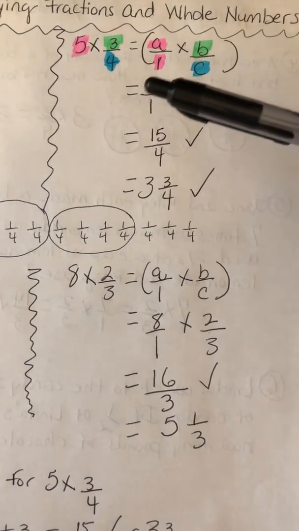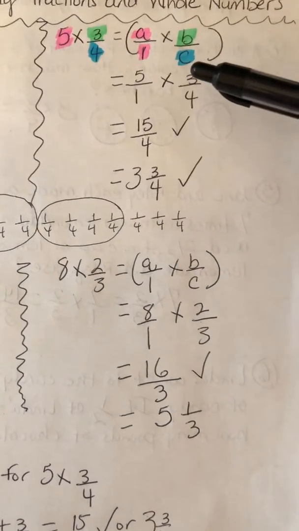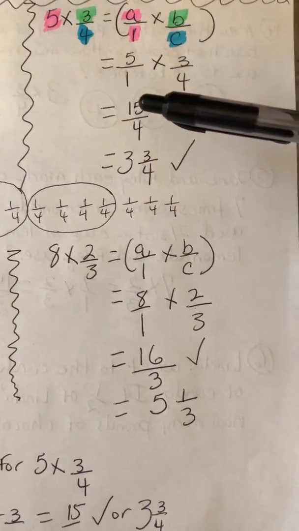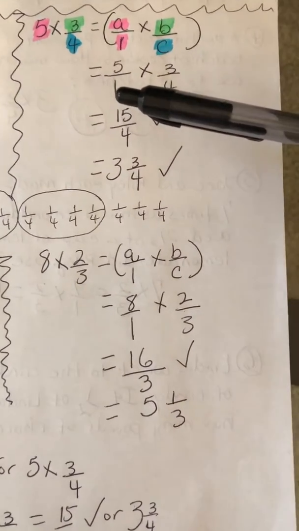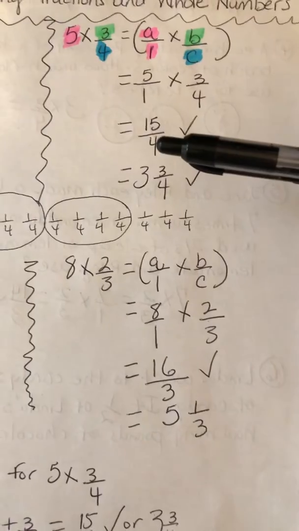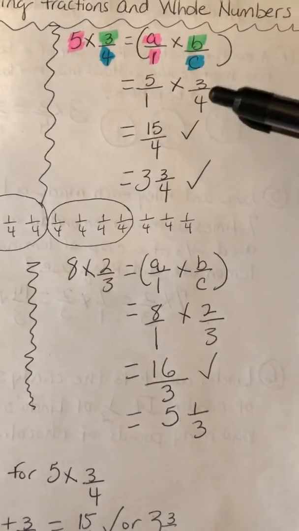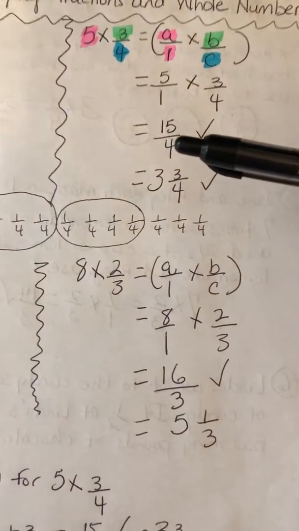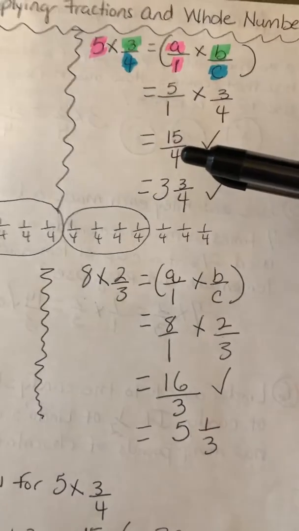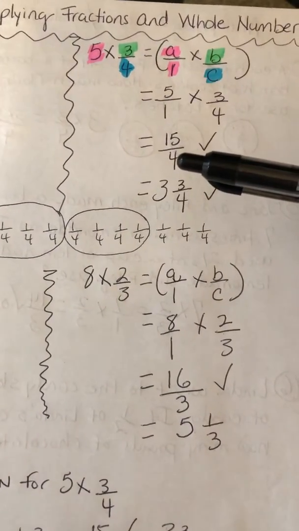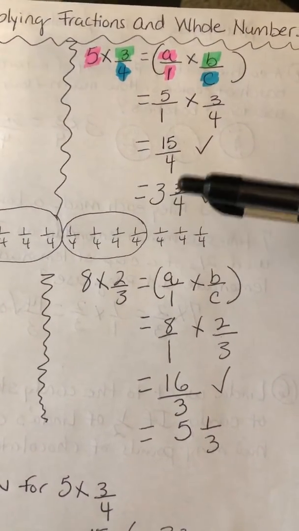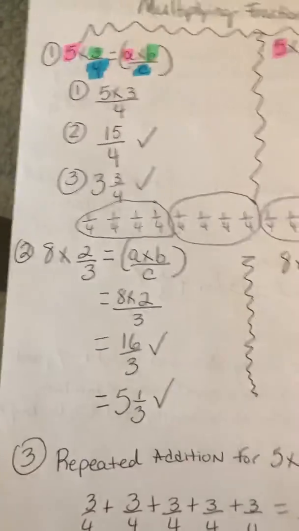Okay, then I'm going to multiply the numerators. 5 times 3, which is 15. And I'm going to multiply the denominators. 1 times 4, which is 4. And again, I have a check mark here because that is my first answer. But I can keep going by simplifying 15/4. And I'm going to change it to 3 3/4. Okay? Now let's look at a new problem.